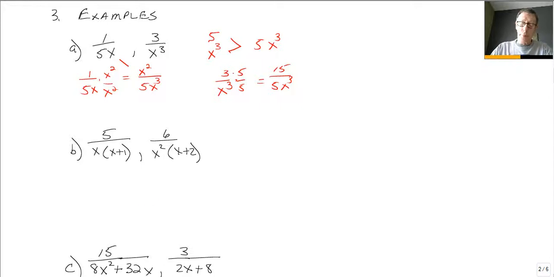Let's move to another example. So let's find out what our common denominator is going to be. And we can see that we have an x in the first term, and we have an x squared in the second one. So between the x and the x squared, the x squared has the higher power. Then we have an x plus 1, and we don't have any x plus 1 in the second term. Then we have an x plus 2. So my least common denominator will be x squared times x plus 1 times x plus 2.